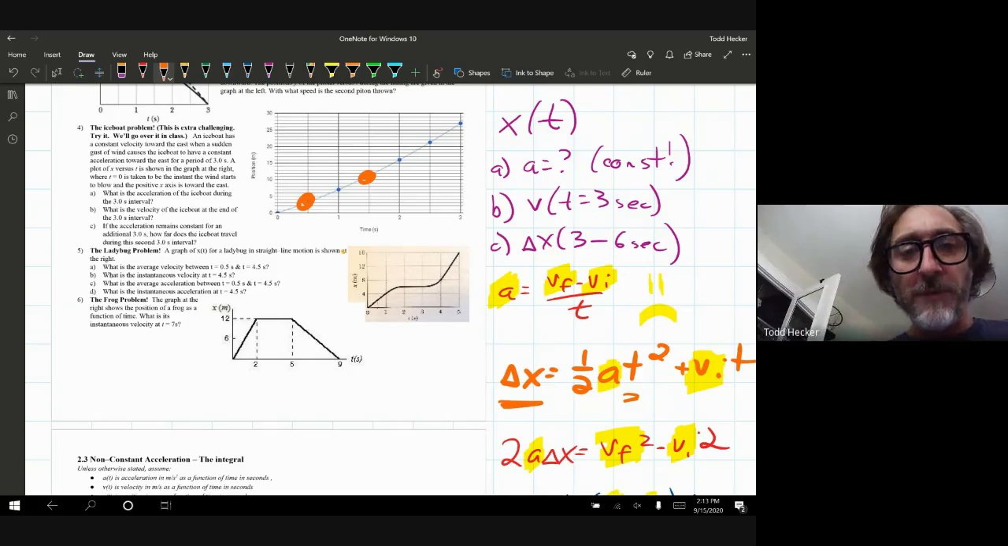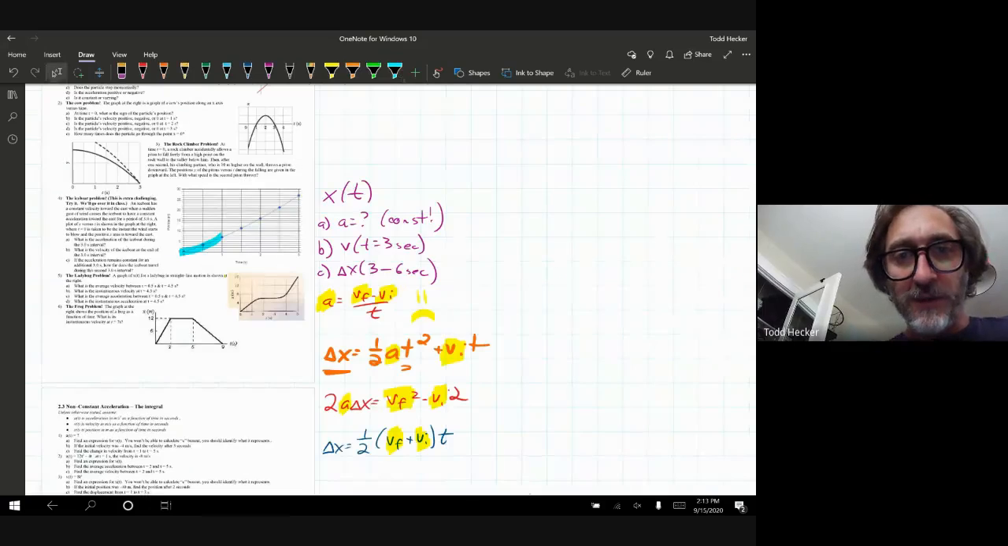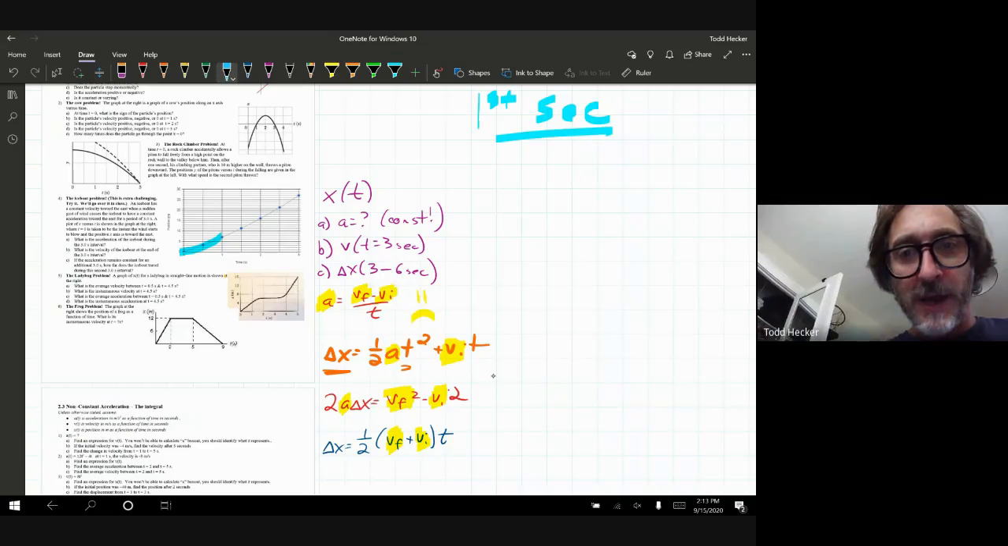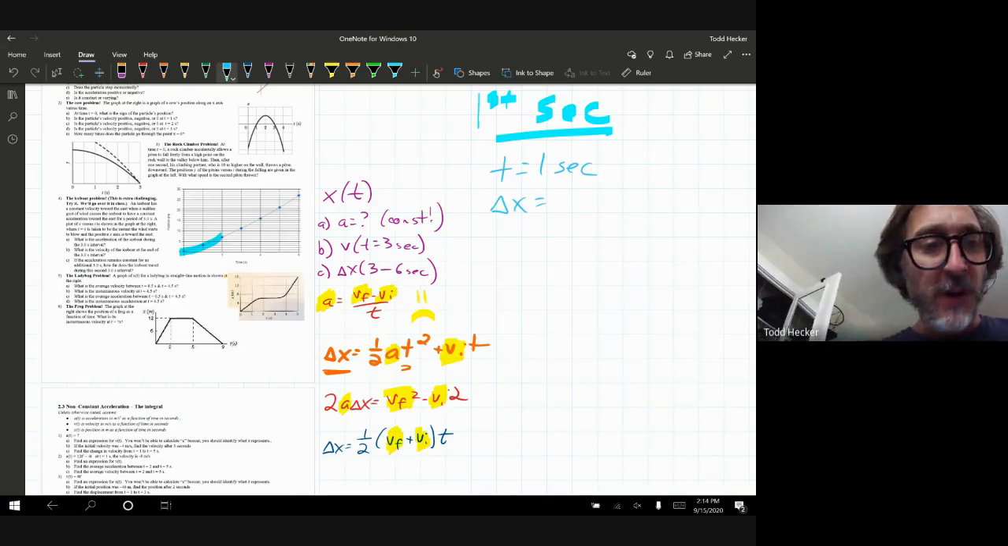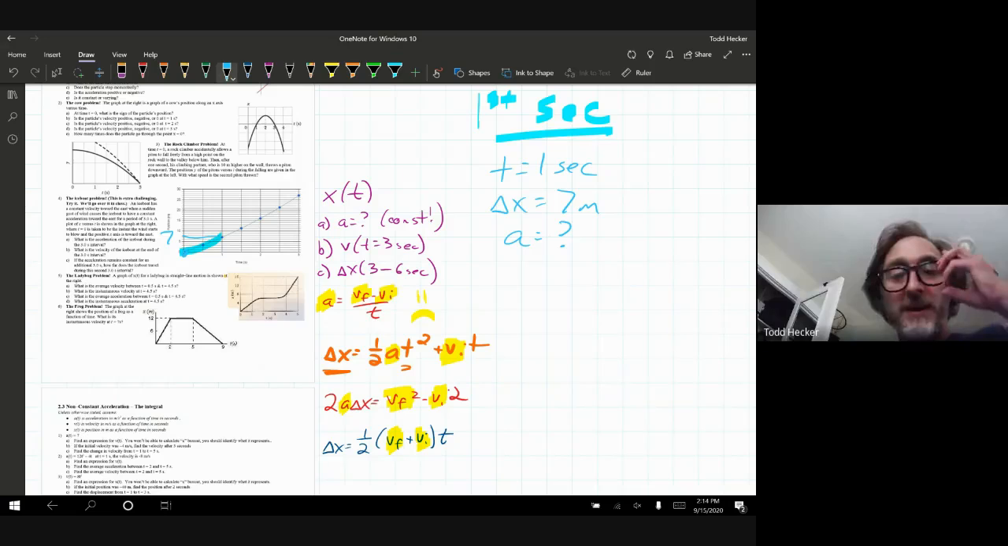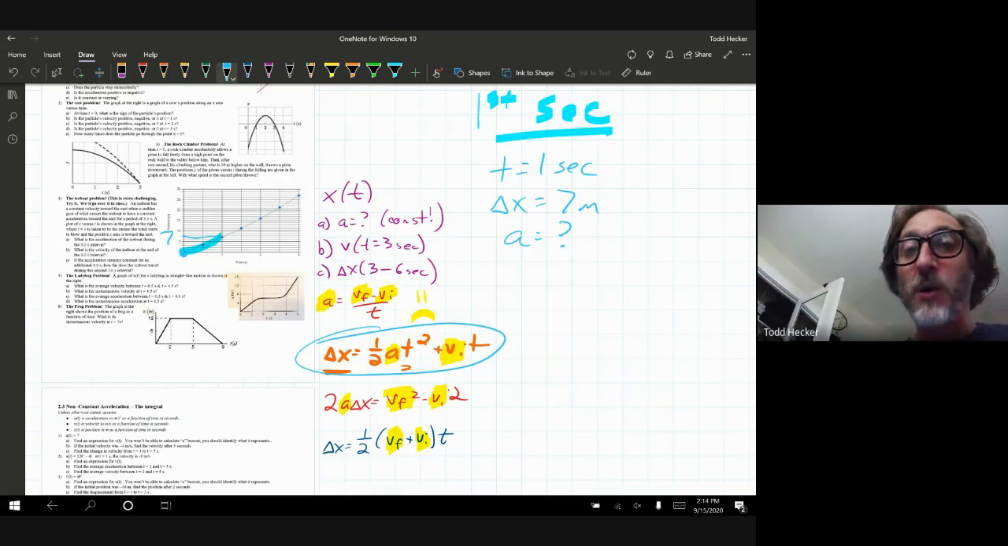So let's think about this. Suppose I consider for a minute the first 1 second of motion. If I consider the first second, then what do I know? For that first second, I know that 1 second elapses. I know my displacement because I can just read it off the graph: my position goes from 0 to 7, so my displacement is 7 meters. I don't know what my acceleration is, and I don't know either my initial or final velocity, but if I use this equation here, I don't need my final velocity.